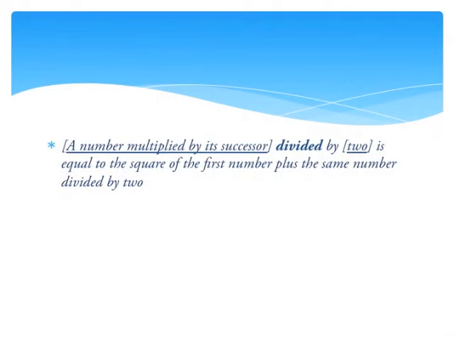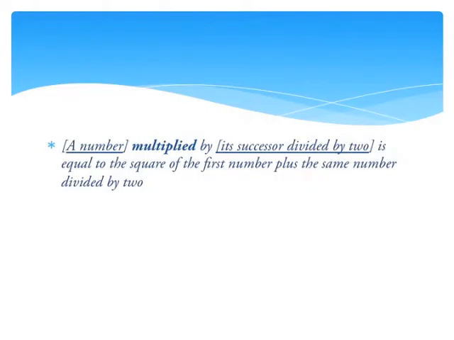the English formulation doesn't make it clear how to determine whether the sentence is true or not. When I say that it is ambiguous, I mean this. One way of reading it is to say that a number multiplied by its successor, and that's one expression, divided by 2 is equal to the square of the first number plus the same number divided by 2. And so what is divided by 2 is a number multiplied by its successor.